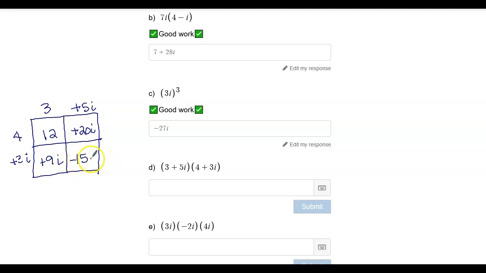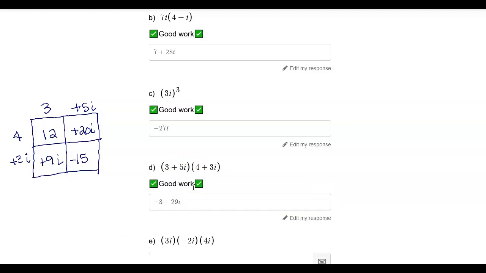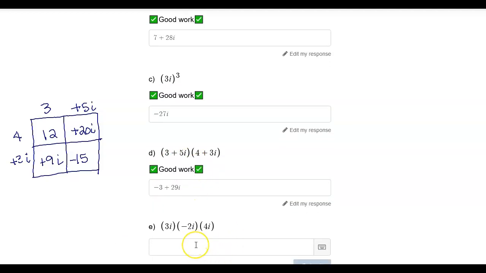So instead of positive 15i squared, we're going to take the i squared off and change the positive 15 to a negative 15. So we can combine our like terms. We have 12 and negative 15, which is -3. And then we have the positive 20i and the positive 9i, which is 29i, so -3 plus 29i, and we're good.